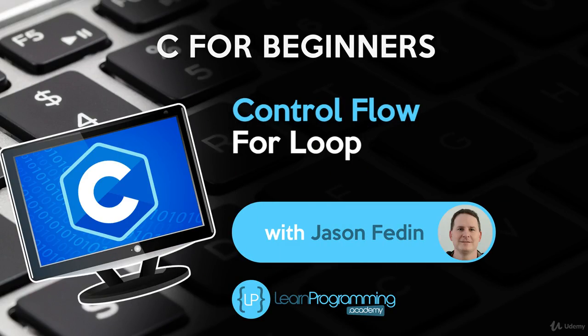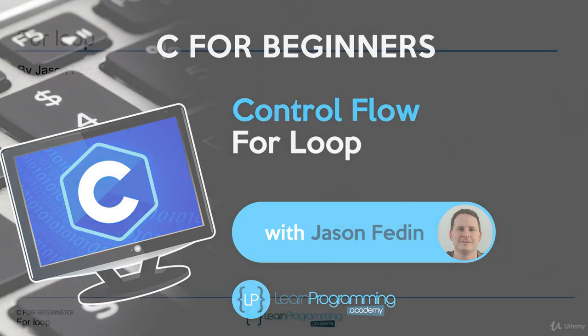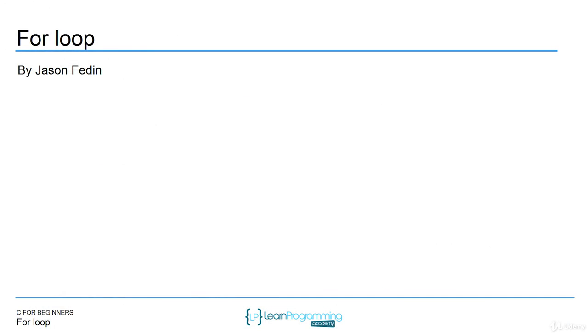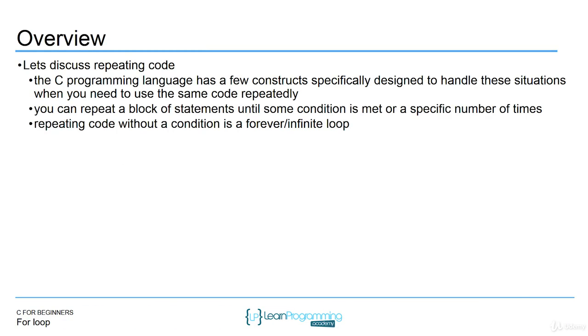Hello and welcome back. Still going to talk a little bit about control flow, so let's dive right into loops, repeating code. First, we're going to talk about the for loop. The for loop is all about repeating code. Just as a reminder, repeating code is a way to avoid duplication, and you're executing more than one line of code at a time.